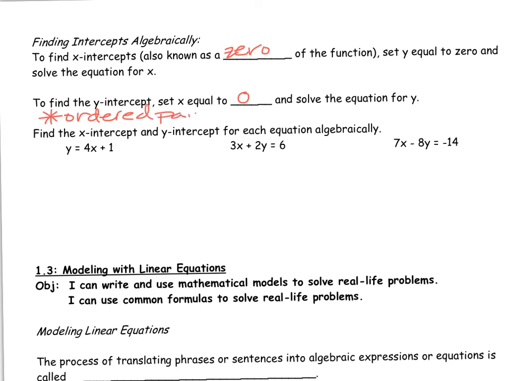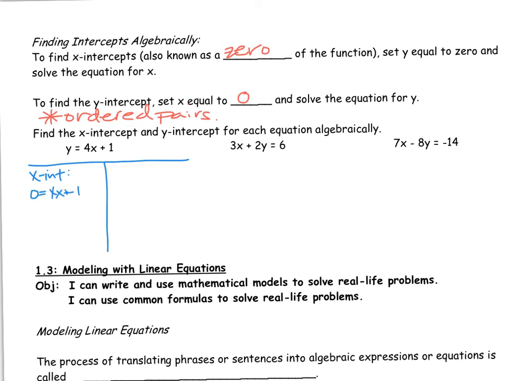But we need to be careful how we do that. Let's try an example and see how it works. In our first example, find the x-intercept and y-intercept for each equation. I'm going to make a table, like a little chart kind of deal. To find the x-intercept, I'm going to plug in 0 for y.